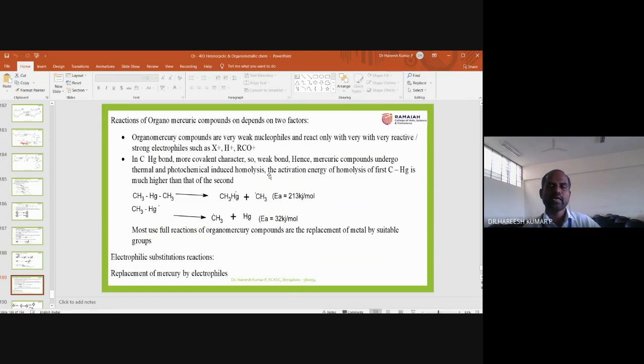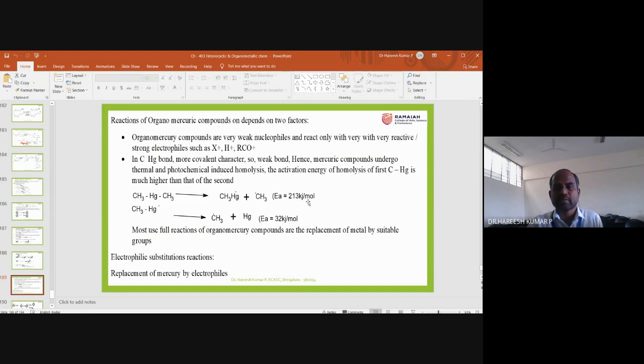So weak covalent bonds undergo homolysis. Homolysis means breakage of bond, where the shared electron is taken by the participant elements. Suppose this bond breaks, Hg takes its electron, methyl takes its electron. So that is how one electron is obtained. So what is the energy required for homolysis? The activation energy, that is 213.